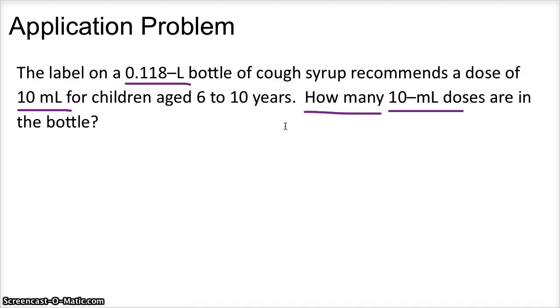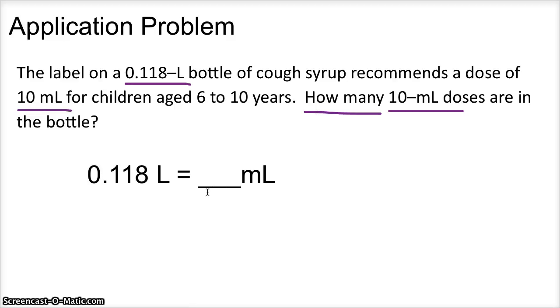So the first thing I notice is that this is in liters, but this is in milliliters. And since the question is asking me how many milliliters, I'm going to change this dosage into milliliters. So I have 0.118 liters equals how many milliliters?